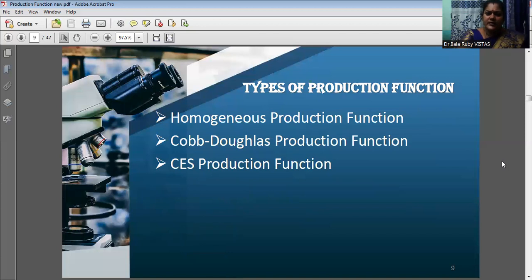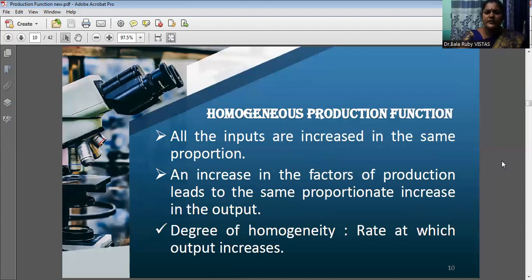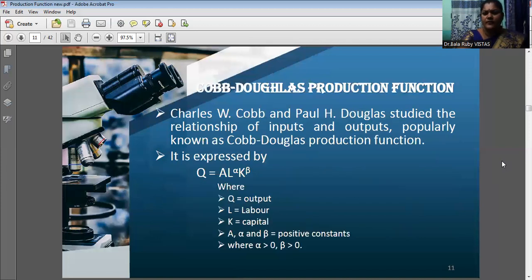And in this production function, mainly there are three types. One is the homogeneous production function. The second is the Cobb-Douglas production function. The third is the CES production function. If you see the homogeneous production function, an increase in the factors of production leads to the same proportionate increase in the output. It is known as the homogeneous production function.